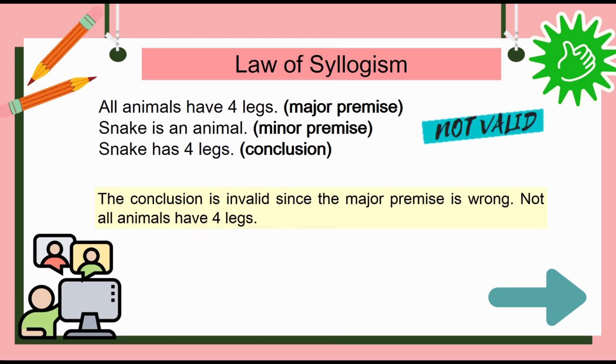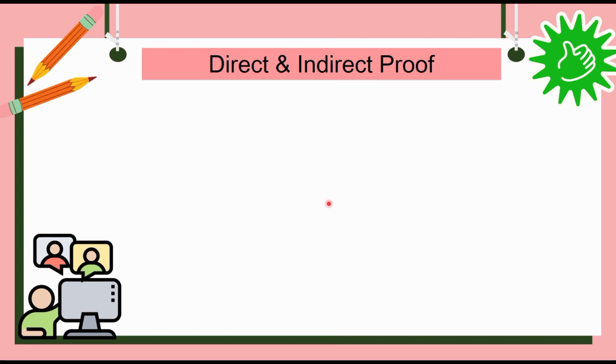To establish the validity and truthfulness of arguments, we need to undergo the process of proving. There are two ways of writing a proof. We have the direct and indirect way of proving, or what we call the direct and indirect proof. So let us discuss it one by one. Let us start with the direct proof.